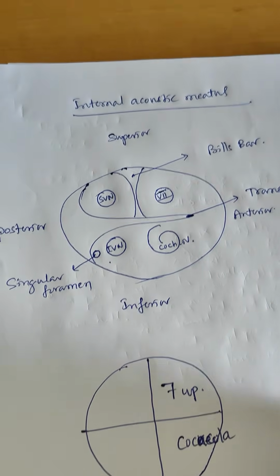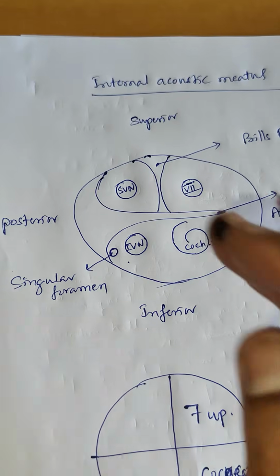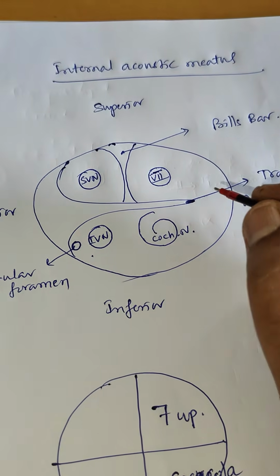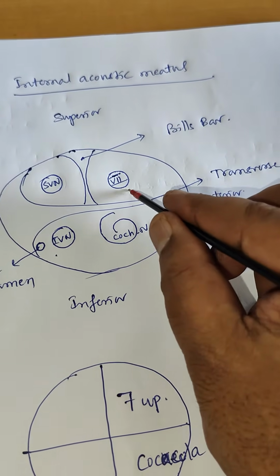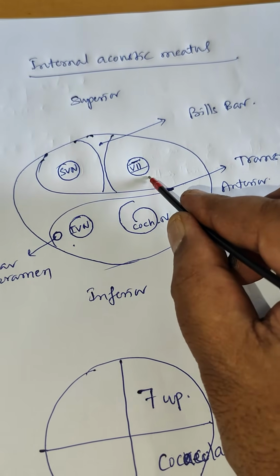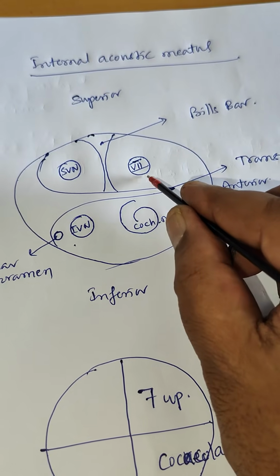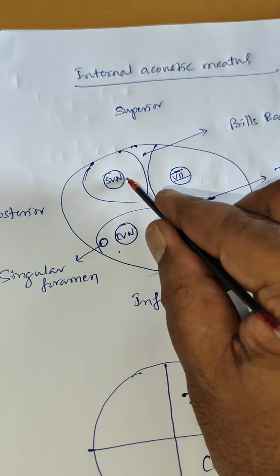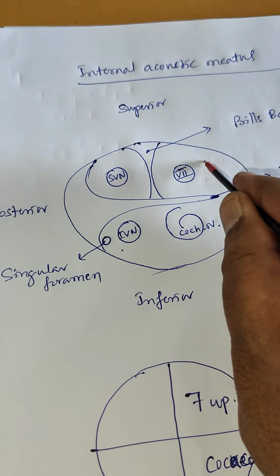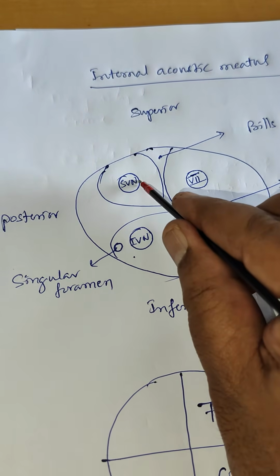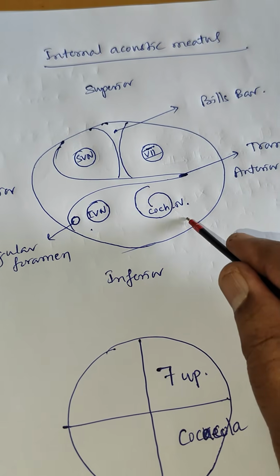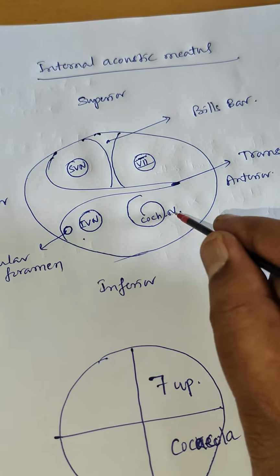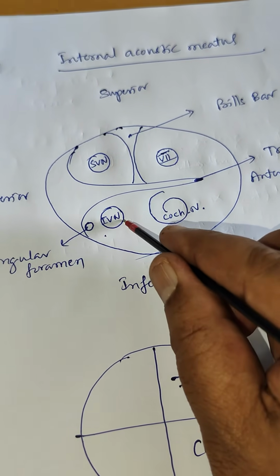So now the structures passing through the internal auditory meatus. This is the fundus of the internal auditory meatus. In the anterior part of the superior compartment, we have the seventh cranial nerve. Behind that we have the superior vestibular nerve. So the superior compartment has the seventh cranial nerve anteriorly, superior vestibular nerve posteriorly. In the lower compartment, anteriorly there is the cochlear nerve and posteriorly there is the inferior vestibular nerve.